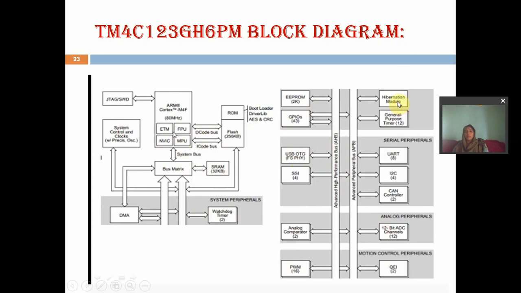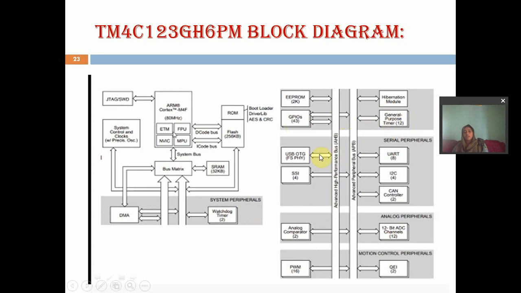So mainly the hibernation module is used to save power. Next one, GPIOs, general purpose IO devices. We have 43 GPIOs, and these are all general purpose timers. We have 12 general purpose timers.